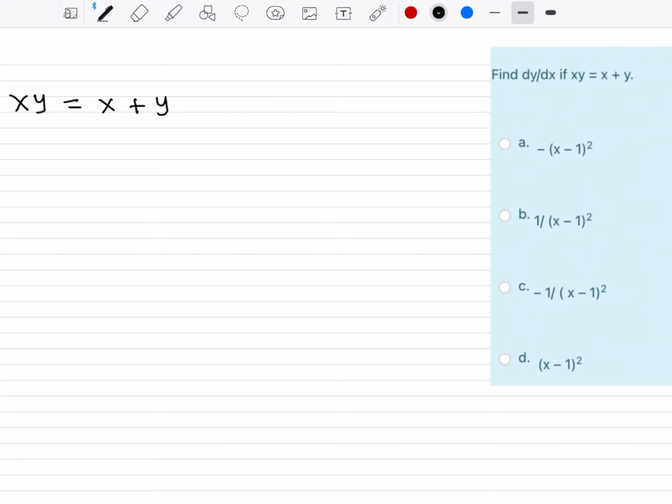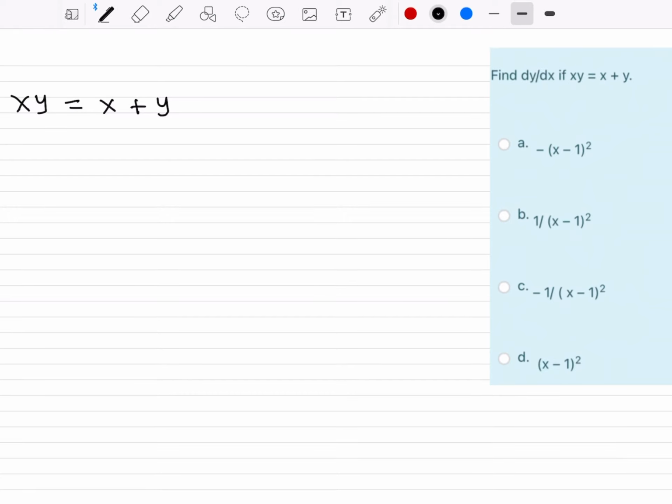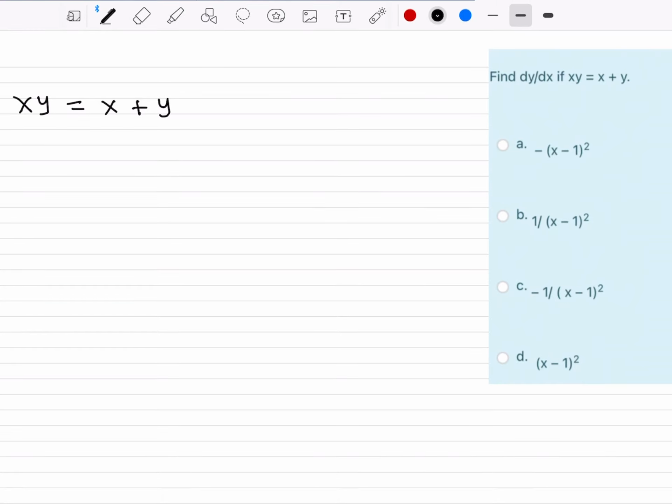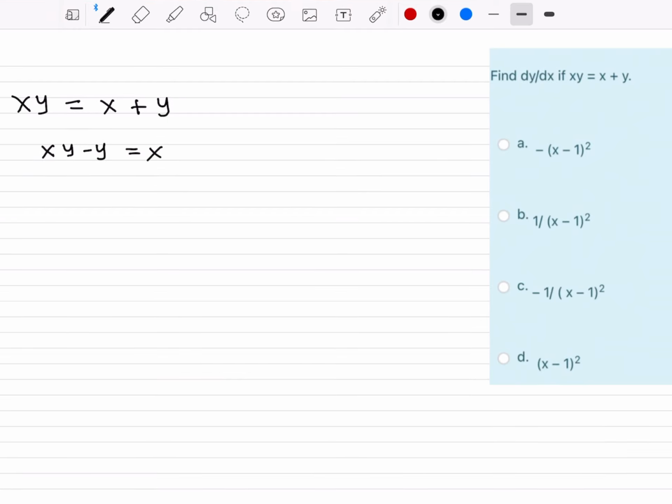I'm going to show you two solutions for this problem. Now, looking at the given, there is a way by which we could explicitly state y in terms of x. Notice that if we put together the terms with the factor y, then we'll get xy minus y equals x. And then we factor out y to get y times x minus 1 equals x. And then dividing both sides of the equation by x minus 1 gives y equals x over x minus 1.